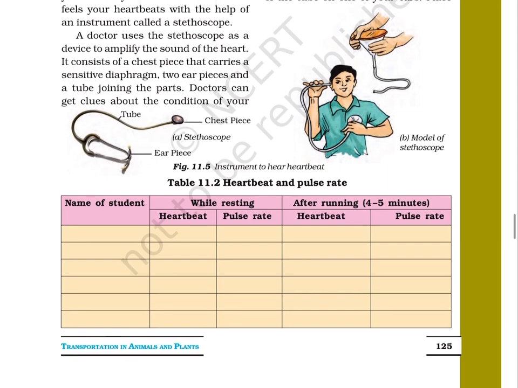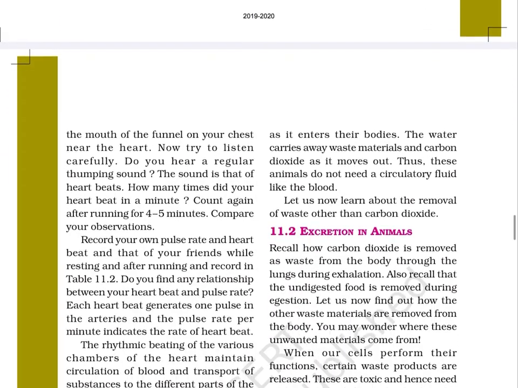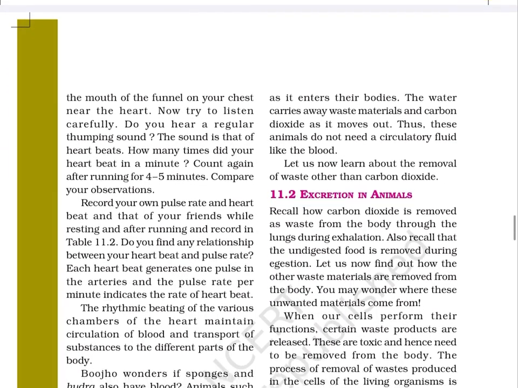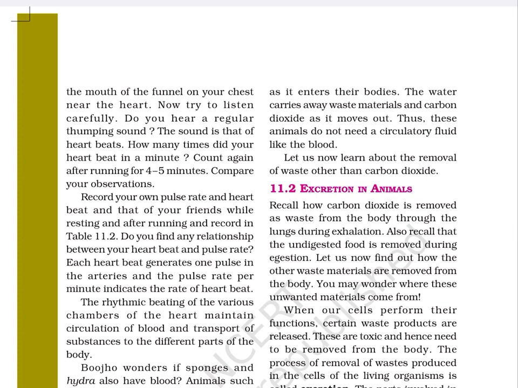Do you hear a regular thumping sound? The sound is that of your heartbeats. How many times did your heart beat in a minute? Count again after running for 4 to 5 minutes. Compare your observations.